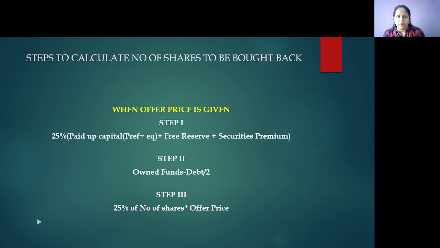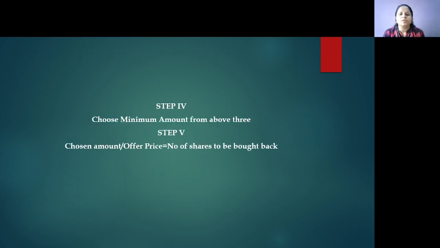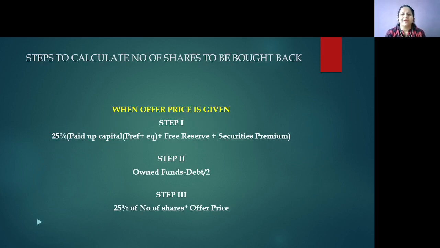So at one time, I can buy back a maximum of 25,000 shares. So that 25,000 into offer price. For example, the offer price is 40 rupees. So here also you will get the answer of step 3. In all 3 steps, we are basically receiving amounts in rupees. After calculating these 3 answers, step 4 is to choose the minimum amount from the above 3. Now what is the logic behind selecting the minimum amount out of these 3? So that we are following all the rules.